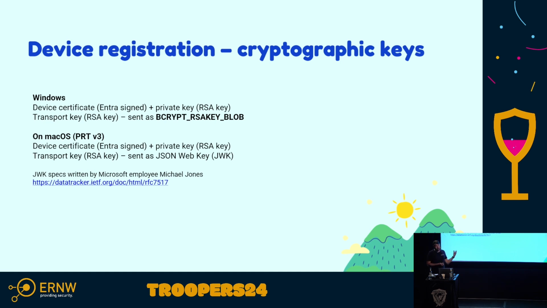And we have two important keys/certificates. So on Windows, what it's using is the device certificate. Whenever you register the device, it asks for a certificate, and it has a private RSA key. And it also has a transport key that it uses to basically encrypt data whenever it's talking to Entra. On macOS, at least with PRT version 3, it's quite similar. There's a little bit different in details because Windows has these internal Windows structures that it uses to send these keys, and on macOS, it's using the JSON web key specification to actually transfer these RSA keys, or at least the formatted ones. And all these specifications are open source.